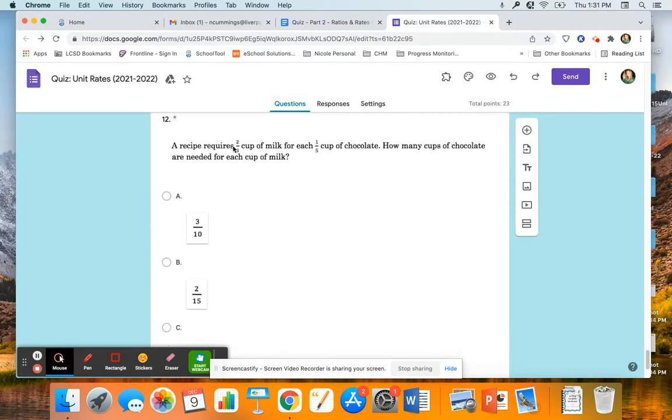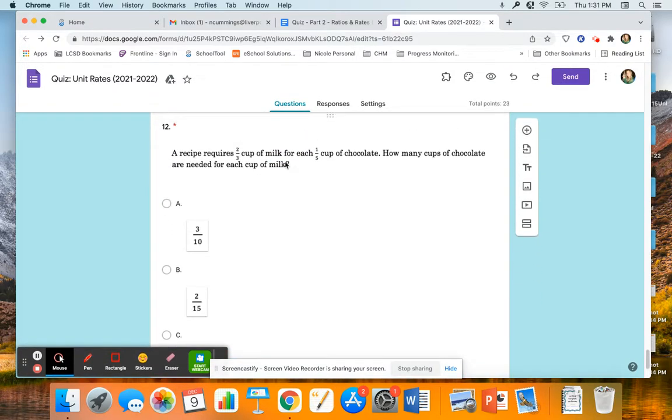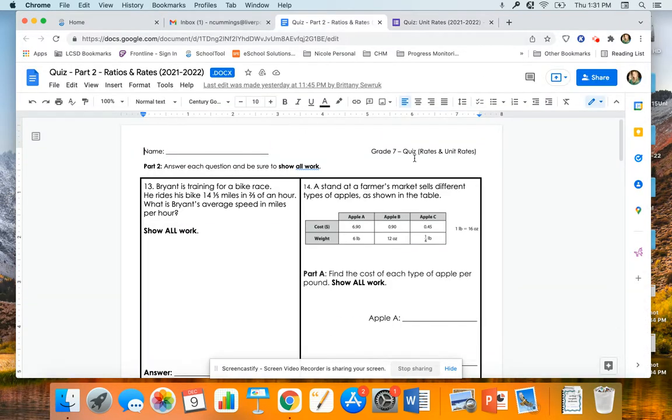Question 12, the recipe requires 2/3 cup of milk for each 1/5 cup of chocolate. How many cups of chocolate are needed for each cup of milk? Remember, for all of these, you basically need to set up the ratio, and they might be complex fractions, and then you need to put them in your calculator to solve them. All right, moving on to part 2.